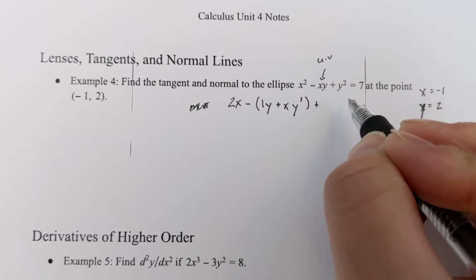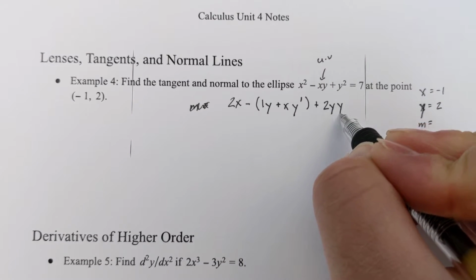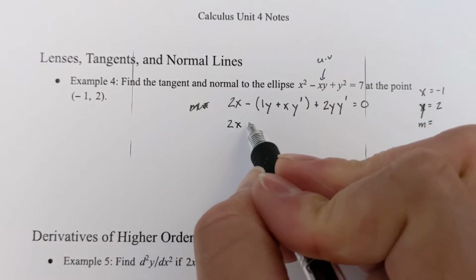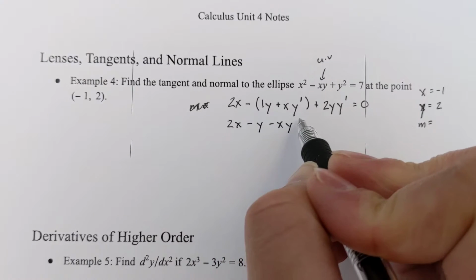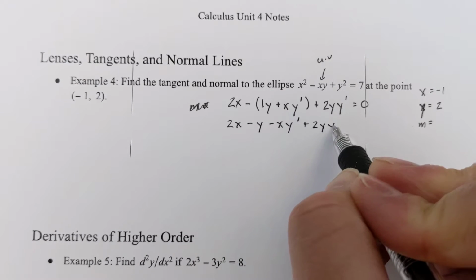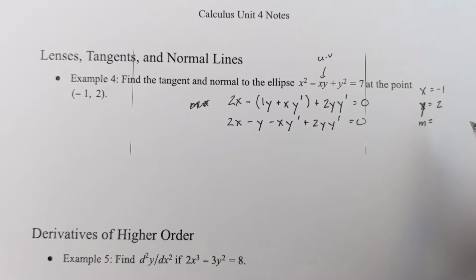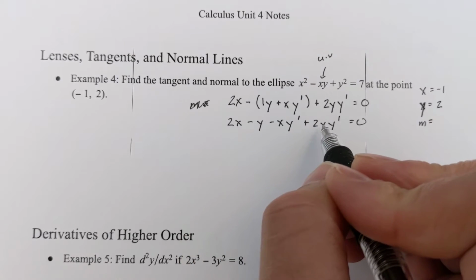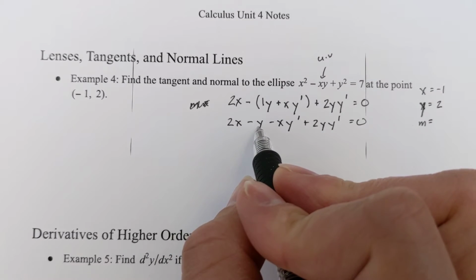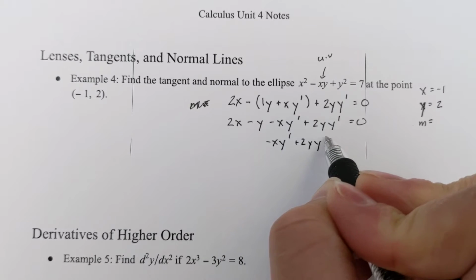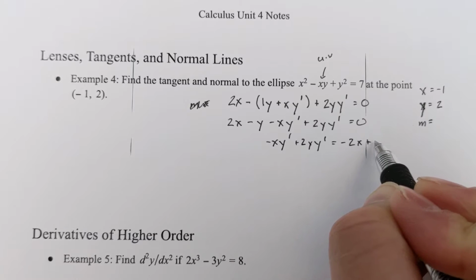Then plus, this guy is going to be 2y, but it was a y, so y prime, and the derivative of 7 is 0. So do a little bit of cleanup: minus y, minus xy y prime, plus 2y y prime equals 0. I need to get all my y primes to the left, which they already are, which means everything else that doesn't have a y prime needs to go right. So this term and this term need to move across. So negative x y prime plus 2y y prime equals negative 2x plus y.